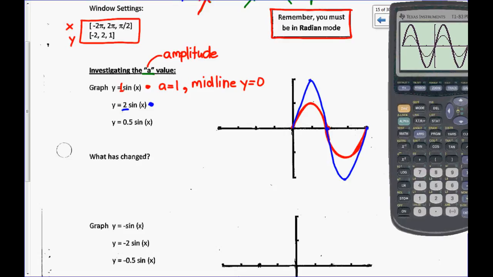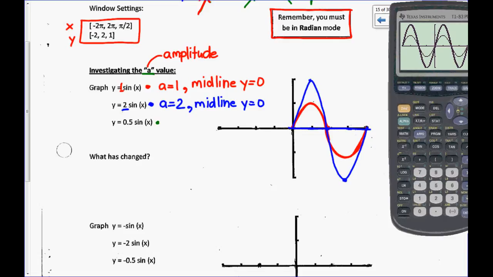Okay, so what's changed here is that my amplitude has become 2 instead of just 1. The distance from my midline to the maximum point, or my midline to the minimum point, is 2, isn't it? Okay, and what about my midline? Has my midline changed? No, my midline is still y equals 0, right? This is still my midline, still the spot where the distance to the maximum is the same as the distance to the minimum.